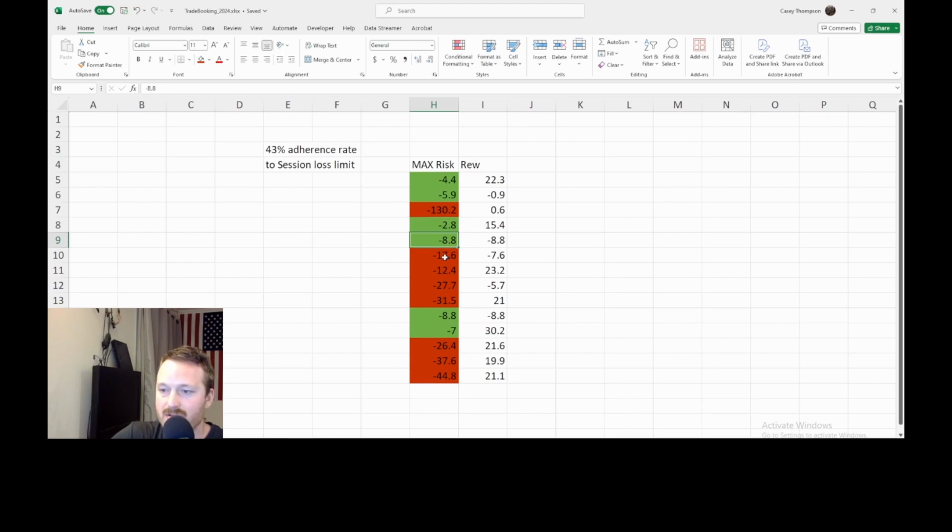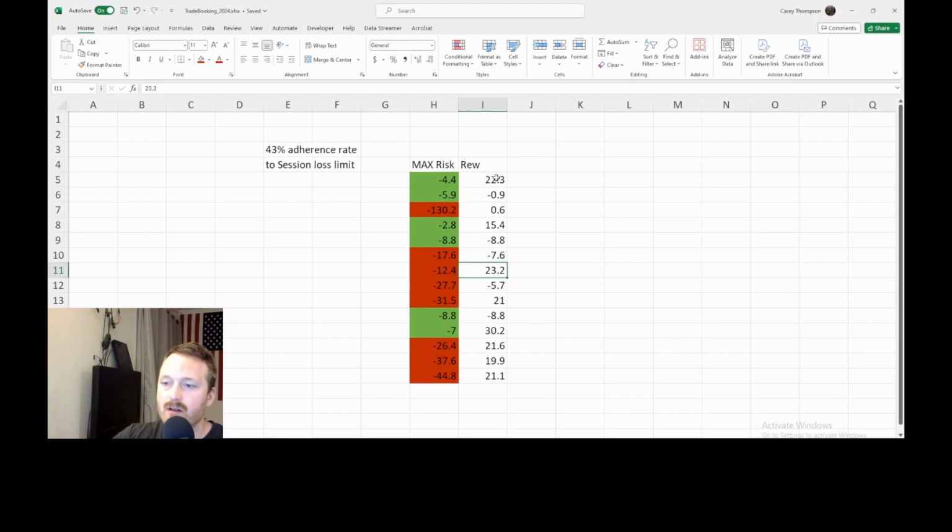Negative 8.8 apples, that's fine. Negative 17.6, that's fine. I mean, that's not fine, but that's not horrible. That's not a loss of an account, right? Negative 12 apples. It took negative 12 apples. Yes, it's past 8 apple daily loss limit, but I ended the day at 23.2 apples positive, right?